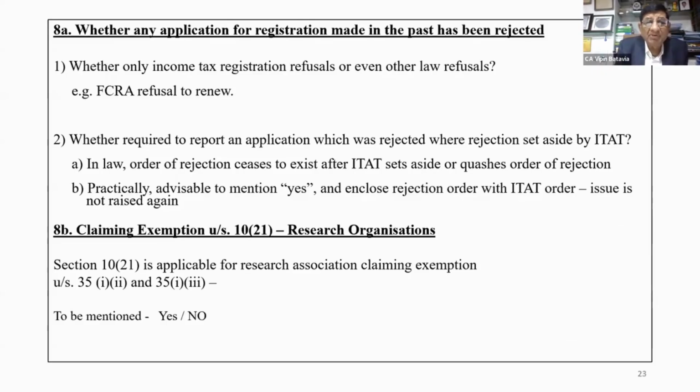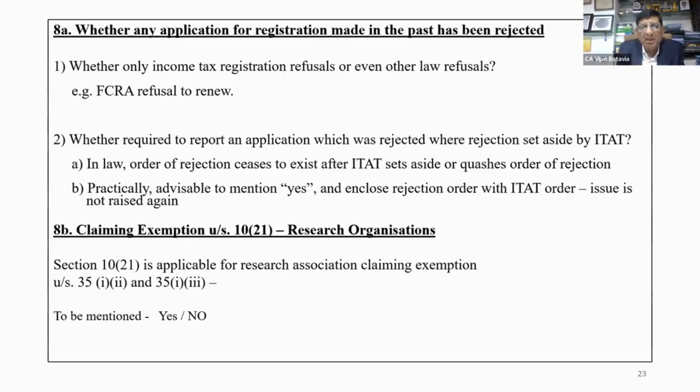See whether any application for registration has been rejected. Now, here the word written is only application. Whether it applies to all applications or any other registration, I think this is 10AB under income tax and the re-registration is under income tax. So for all, we should consider the rejection under income tax. And if FCRA is rejected, we can give that information. And if there is a rejection, you can give the details.